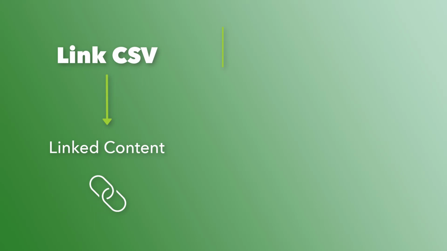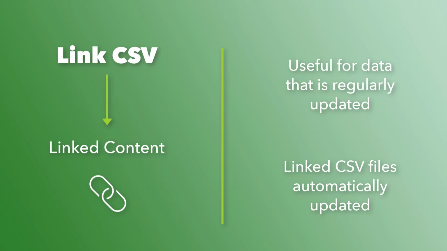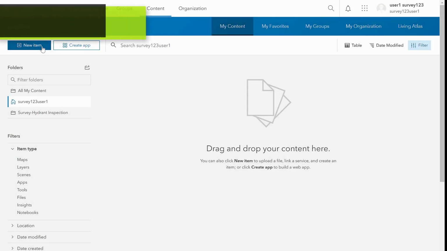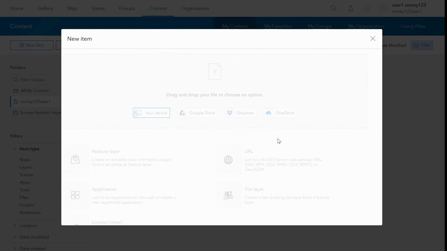The second method is to link a CSV file stored in your ArcGIS organization to your survey. This method is useful for data that will change regularly, as a CSV can be updated outside of Survey123 without the need to republish the survey. Linked CSV files will be automatically updated each time you open the survey, which ensures you are always using the latest version. To upload a CSV file, in the Content tab of your ArcGIS account, click New Item and attach your file.